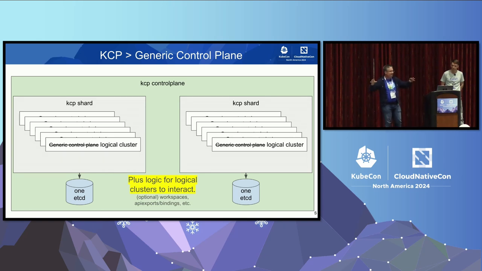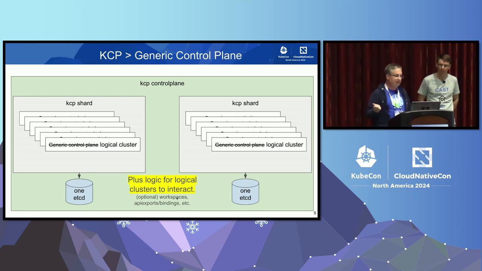This is all nice. We have many logical clusters, but we want certain logic which makes logical clusters interact. So we want to fill this void with certain primitives, which Kubernetes doesn't need, but here they make a lot of sense. There are two major ones. One is workspaces, and we show them later on. They are optional. You don't have to use them. You can use KCP just with logical clusters. It's all fine. But workspaces are very convenient, and we show in a second how this works.